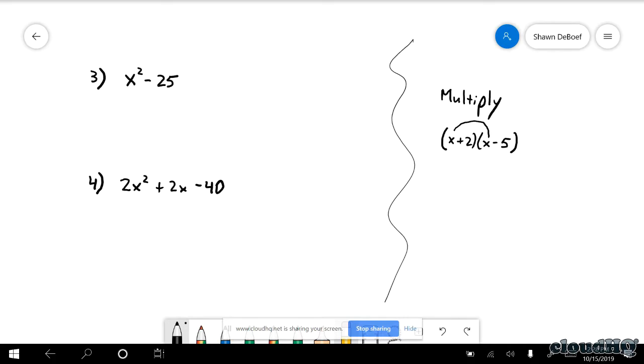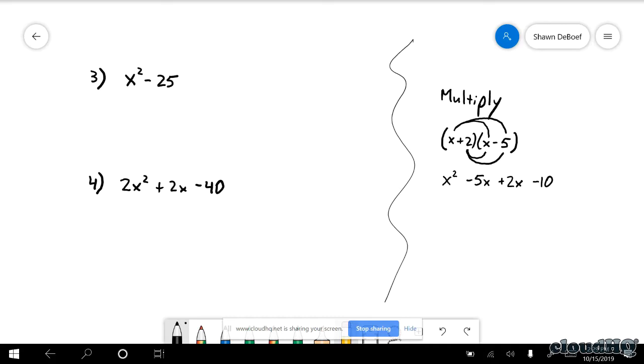So when you multiply this, regardless of which method you use, you're ultimately at some point going to have to multiply x times x, and x times x is x squared. You'll also have to multiply x times -5, which gives you a -5x. You'll have to multiply 2 times x, which gives you a 2x, and you'll have to multiply 2 times -5, which gives you a -10.